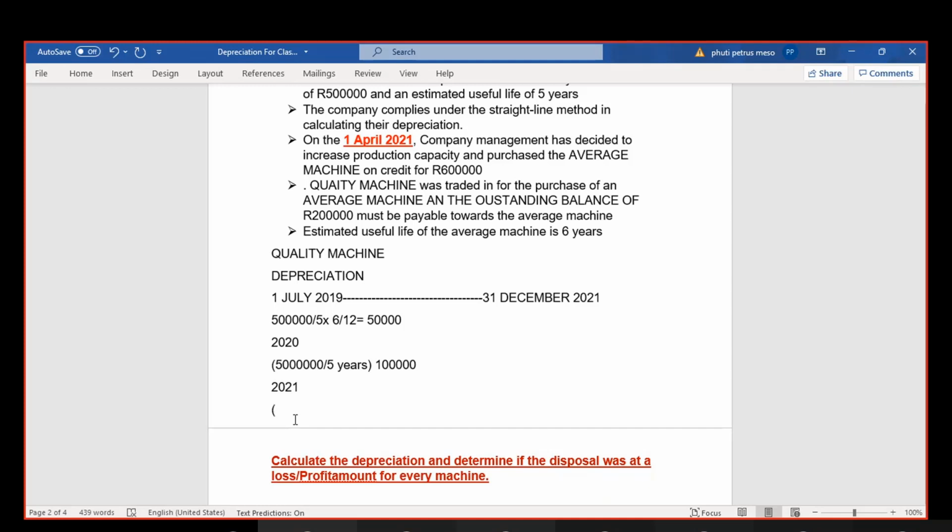So a portion of the depreciation from April through to December does not occur because the quality machine was disposed of. So April, May, June, July, August, September, 9 months. No, the quality machine. We said that it was purchased in 2019, so there was 6 months worth of depreciation there. There was 12 months worth of depreciation in 2020. And there's only January, February, March, 3 months worth of depreciation in 2021. So we need to divide the 100,000 by 12 and multiply by 3. Okay, let's see, how much is it?